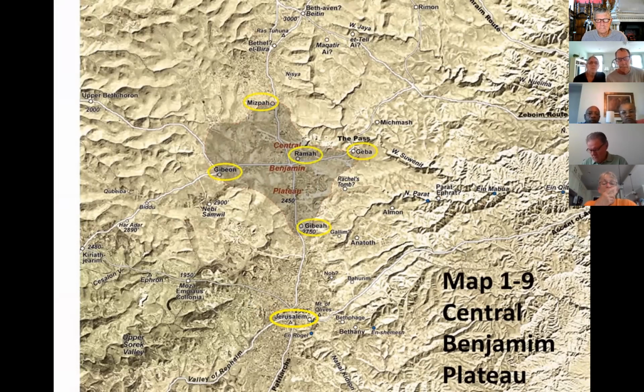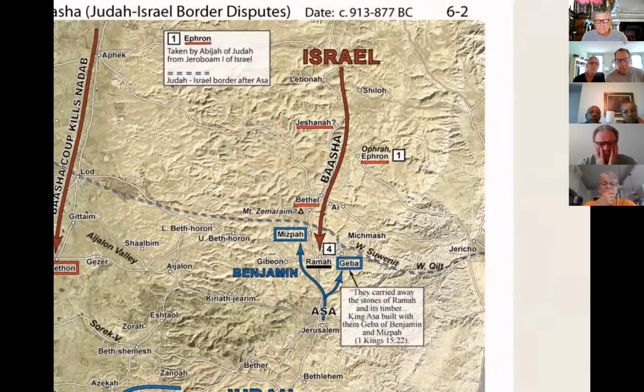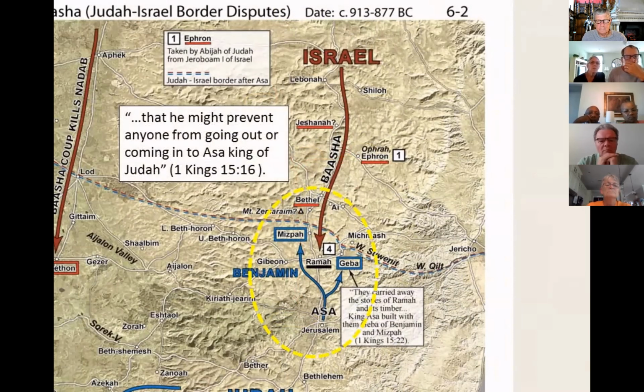The Central Benjamin Plateau is staging ground for main routes heading to Jerusalem. Control of Central Benjamin means access to Jerusalem. A historical example of this can be seen on map 6-2. During the divided monarchy of Israel's history, Baasha, king of Israel in the north, came down and captured Ramah in central Benjamin, as 1 Kings 15:16 says, that he might prevent anyone from going out or coming in to Asa, king of Judah.